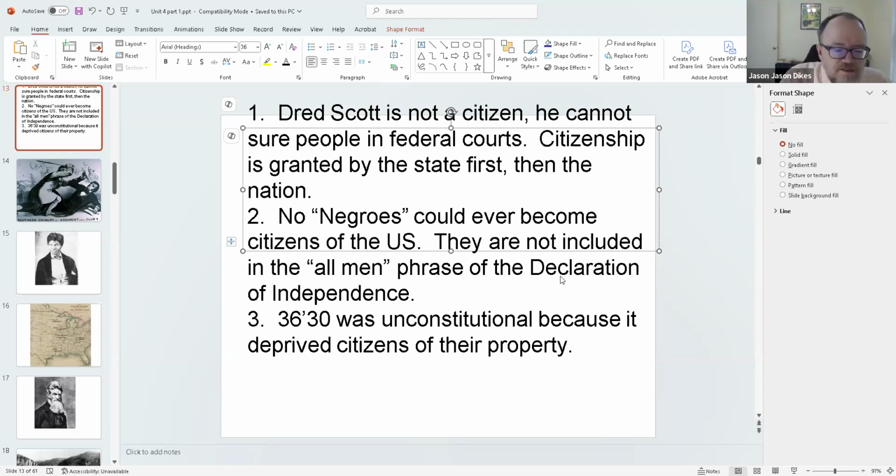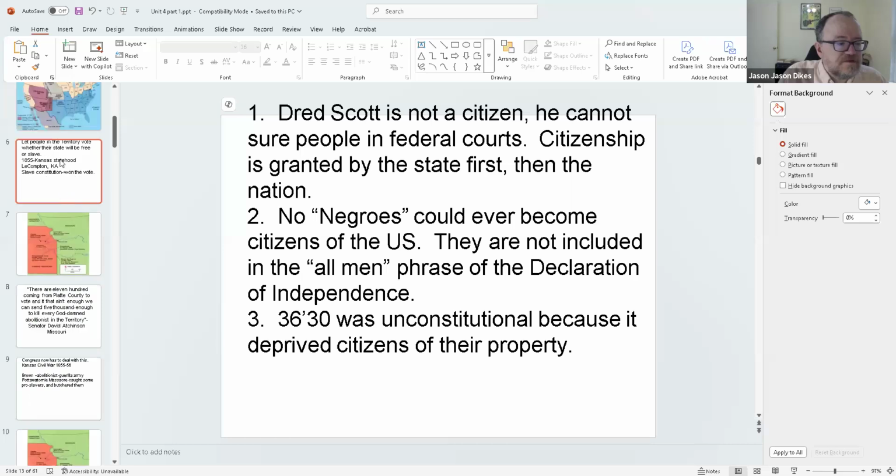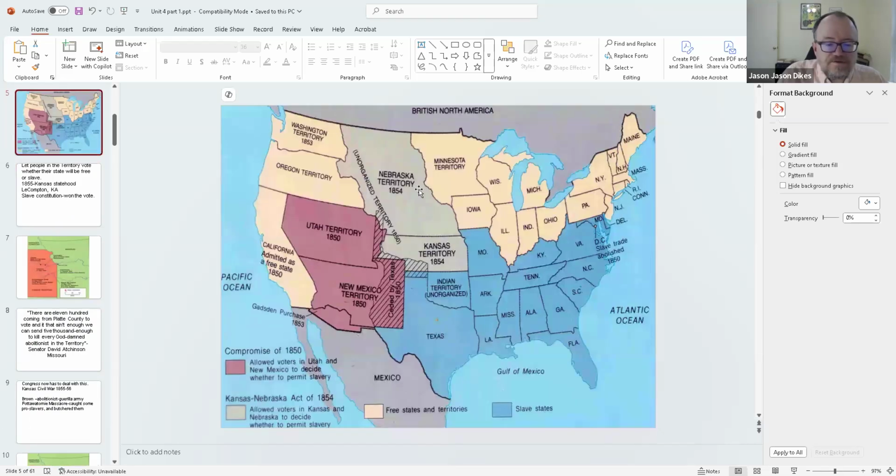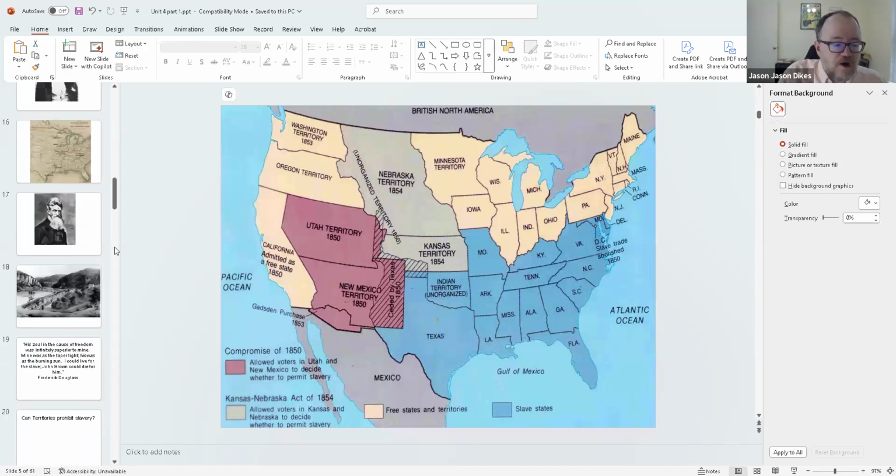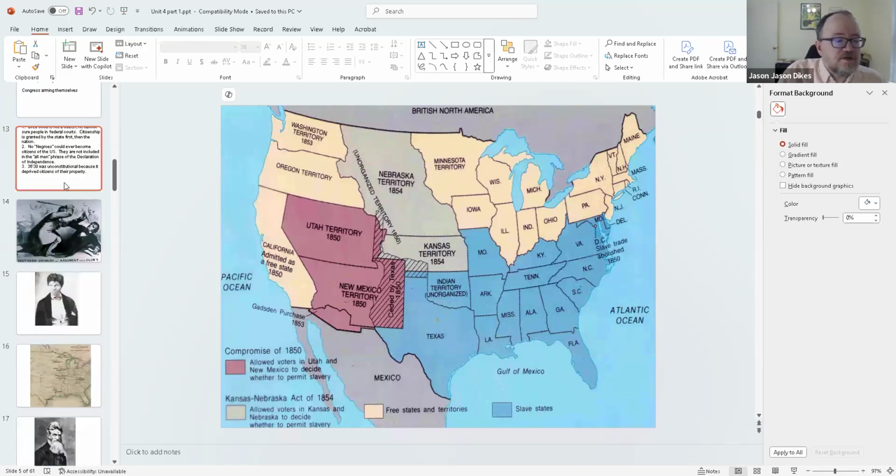The type of slavery practiced in the United States, slaves were property. Telling a person that they could not take their slaves into the territories was no different legally, not morally, legally, than telling people they couldn't take their horses or their cows into the territories. Okay? It is an attack on property. And so that is the court's decision.